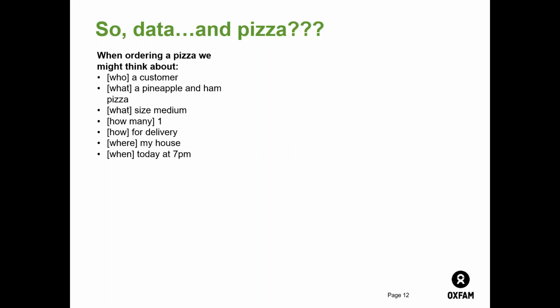Well, it might be a customer. It might be me, Amy, about what I want to eat for my dinner. What is it? Controversial. I like pineapple and ham on my pizza. What size is that pizza? Medium. How many do I want? One. Where should it be delivered? My house. When? Today at 7. Okay, this seems straightforward, Amy. What's your point? What are you getting on about?